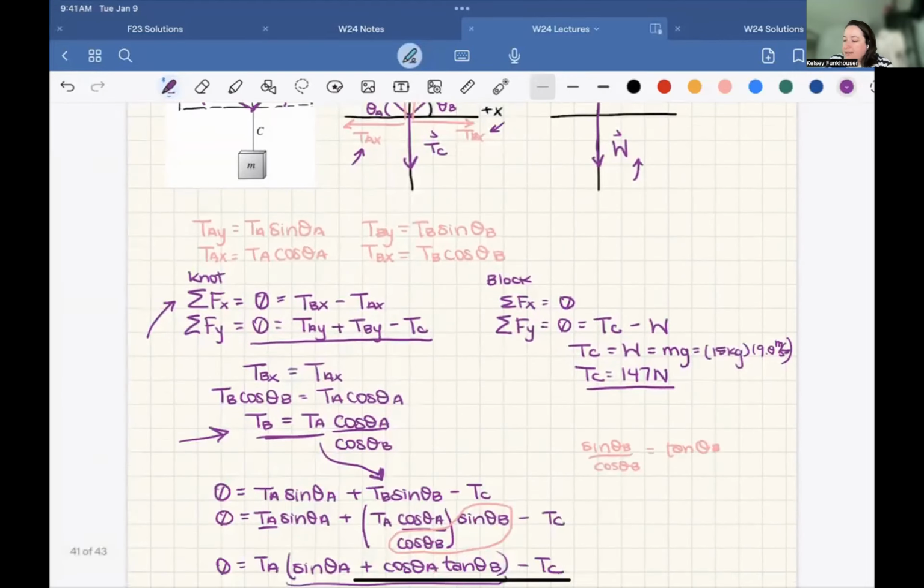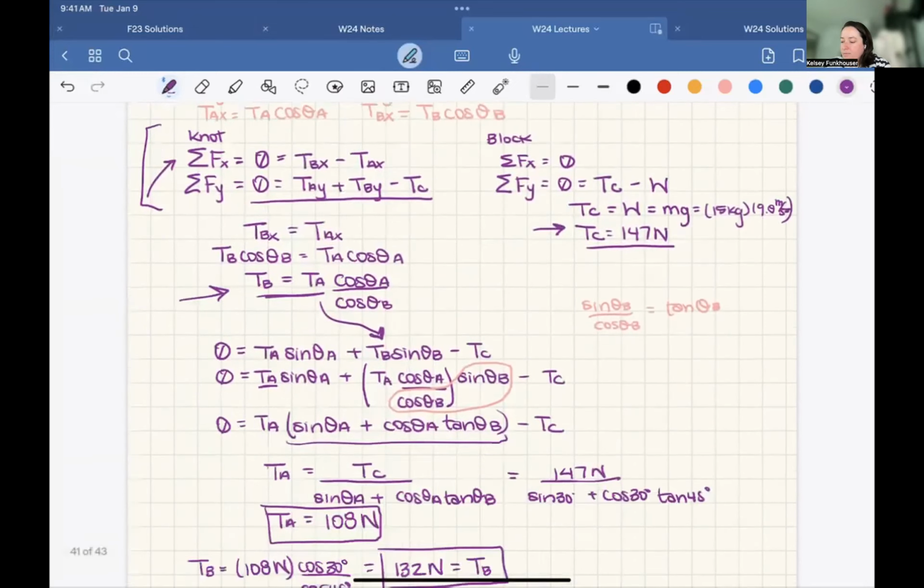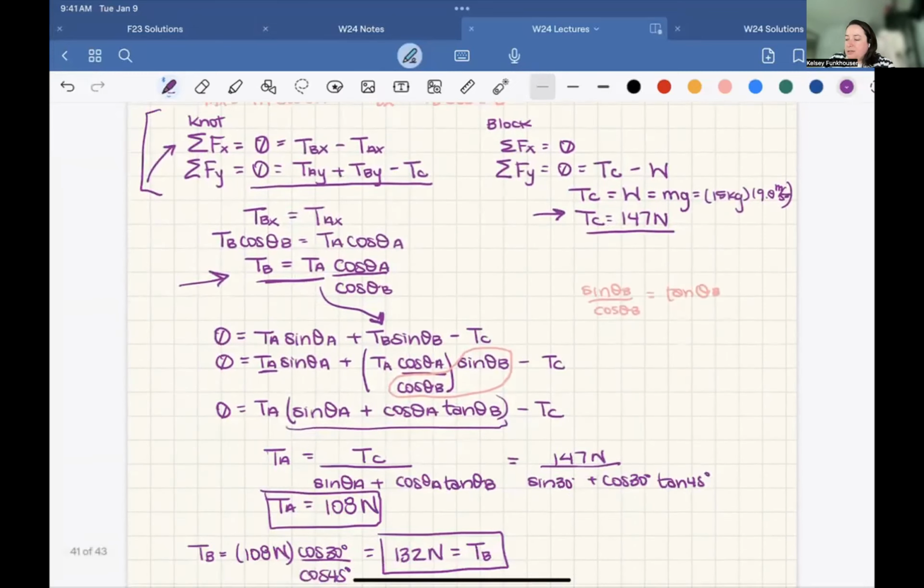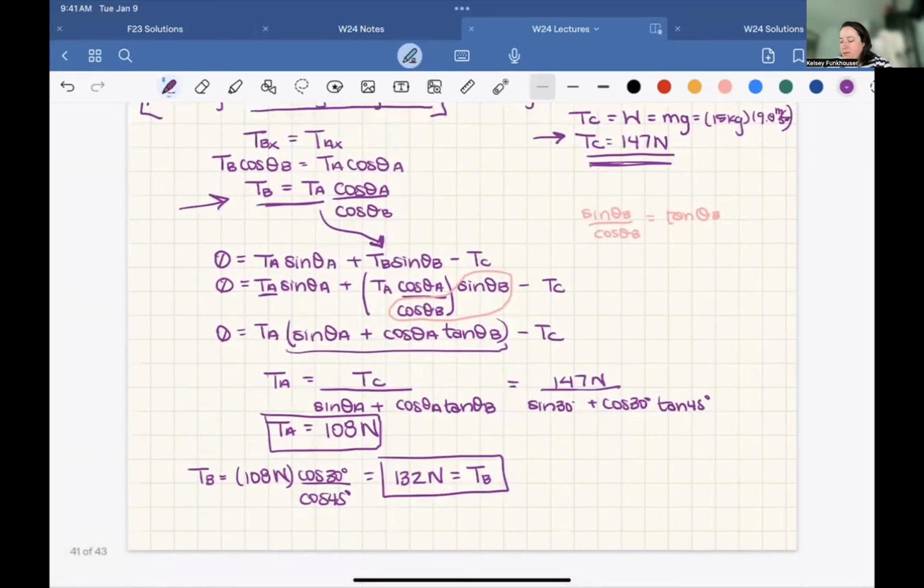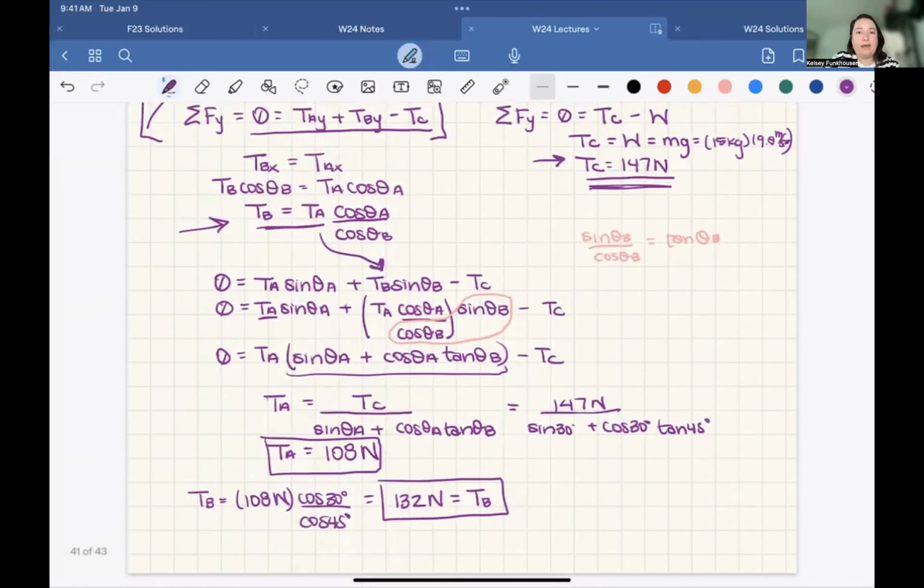So from our free body diagram, we generated our equations from, again, just reading it off the free body diagram. And then we saw we could solve right away for tension in rope C. It's just the weight of the block. And then we used these two equations and what we found for tension in C to solve for the other two tensions. Okay, let's go back to the slides real quick.